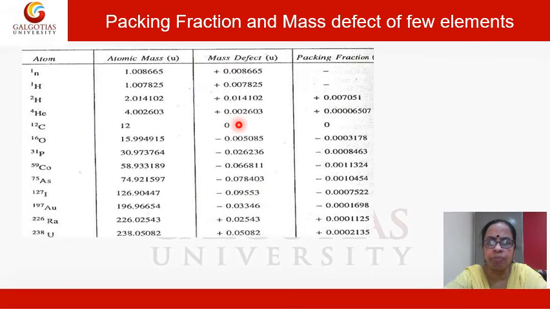Here is a list of packing fraction and mass defect of a few elements. These are listed for different atoms. The first column is the atom, the second column is atomic mass, the third column is mass defect, and the fourth column is packing fraction.